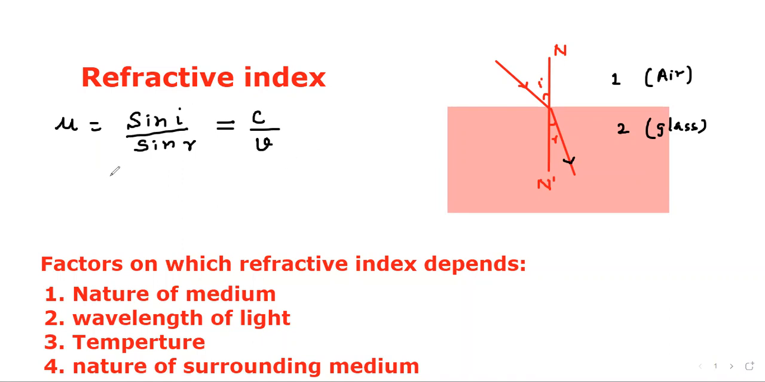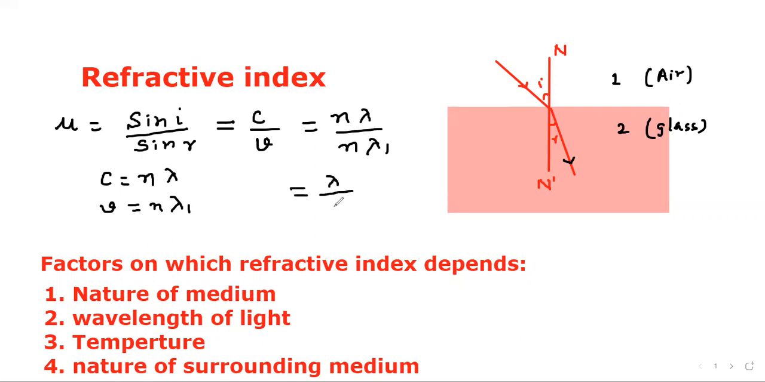But we know that c equals n lambda, where c is the speed of light in air, n is frequency, and lambda is wavelength. Since frequency does not change with change in medium, v will be equal to n times lambda 1. Only wavelength will change. So if we put these values here, we get n lambda divided by n lambda 1, which will be equal to lambda upon lambda 1.